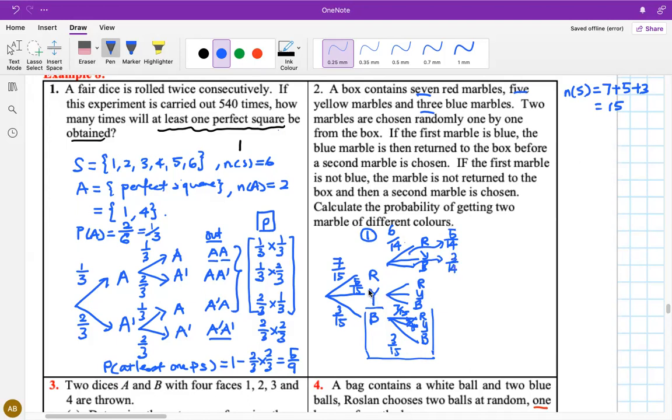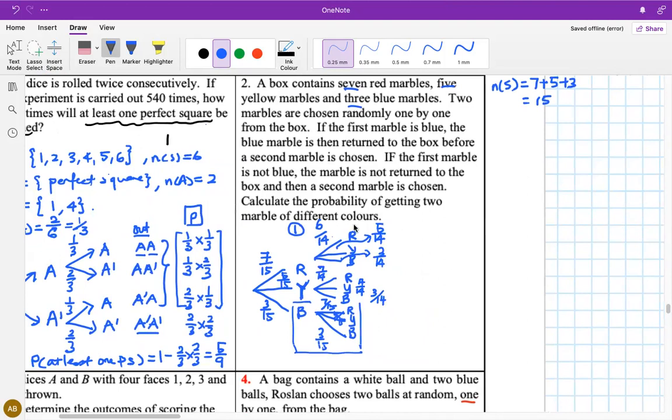How about yellow? If you take yellow out, then you won't return it back. So therefore, the red marbles is 7 over 14, the yellow marble will be 4 over 14, and then the blue marble will be 3 over 14, right? So this is called conditional probability. So you can see here.